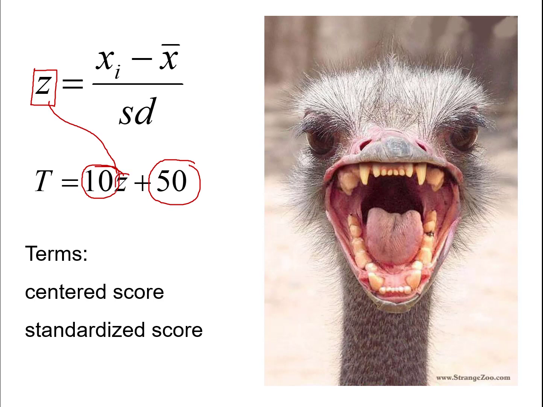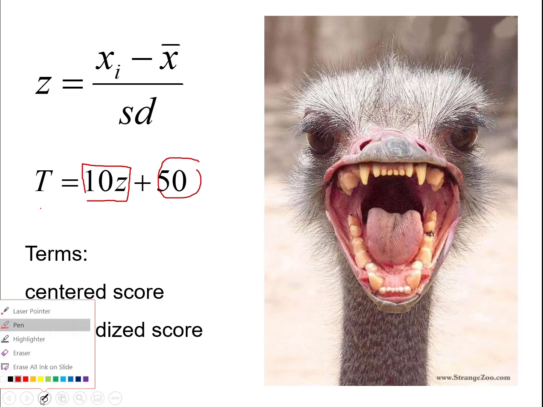So if I take my z, multiply it by 10, that will give me a new scale with a standard deviation of 10, and then if I add to that 50, that will give me a scale that has a mean of 50. So we can say the t-score is equal to 10 times the z-score plus 50.